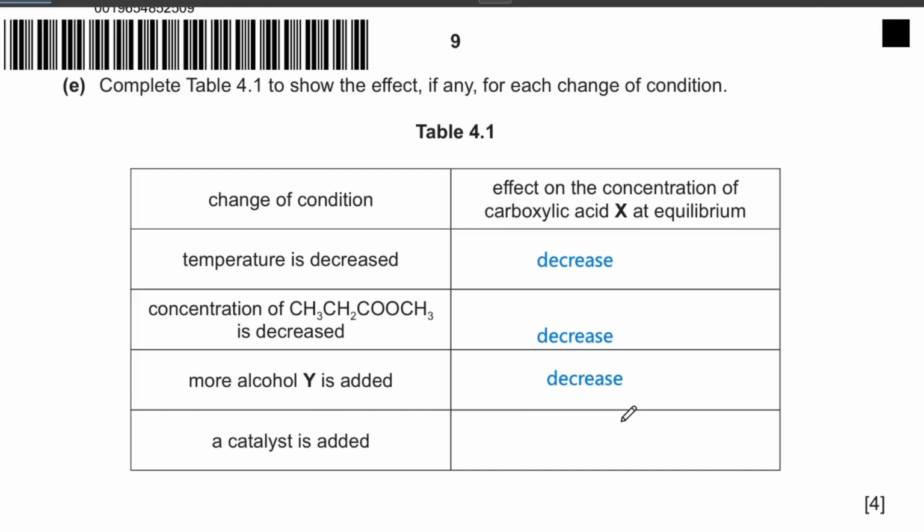And finally, a catalyst is added. When a catalyst is added, there will be no effect because catalysts do not change the position of equilibrium. They cannot increase or decrease the concentration of carboxylic acid X at equilibrium.